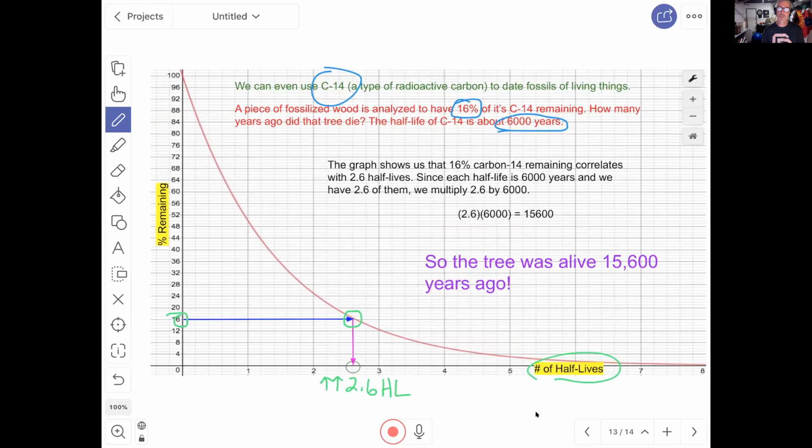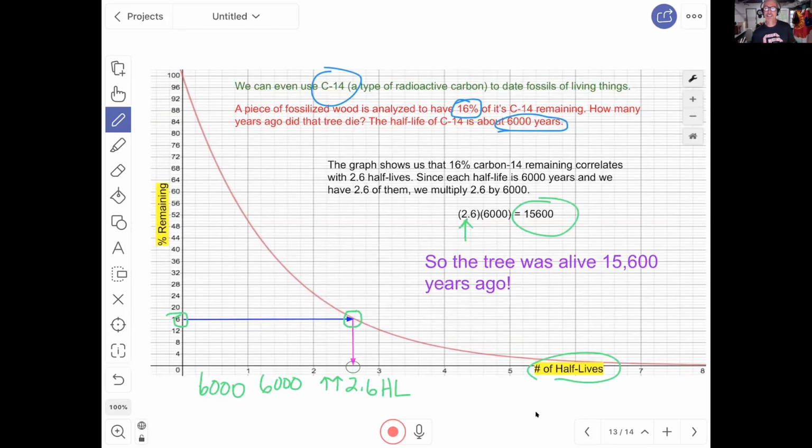2.6 half-lives. Well, if we have 2.6 of them, and each of them is 6,000, so this must be 6,000, this must be 6,000, and this is a piece of 6,000, right? This is 0.6 of 6,000. So if you multiply 6,000 by 2.6, you get 15,600. So this tree, when it was alive and taking in carbon-14, it must have been 15,600 years ago.